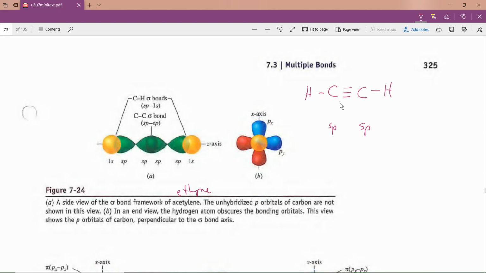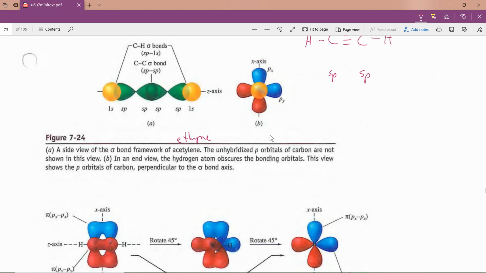So we have a linear setup, and here we see the framework for it. You have sp hybridized on one carbon overlapping with sp hybridized on another, and the other sp hybridized orbital on the carbon overlaps with the 1s of the hydrogen on the left and overlaps with the 1s hydrogen on the right. And then you have these two other p orbitals, which are perpendicular to the sigma, and so those both form pi bonds. So that's why you get two pi bonds.